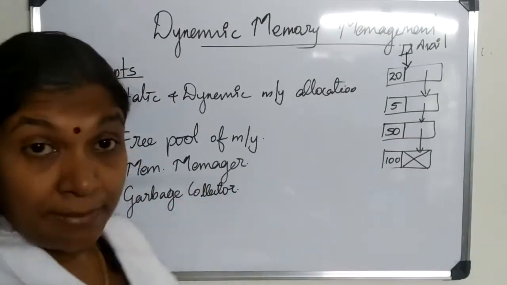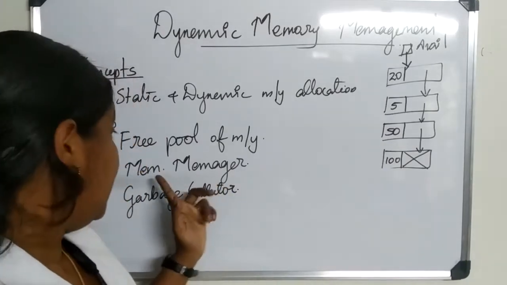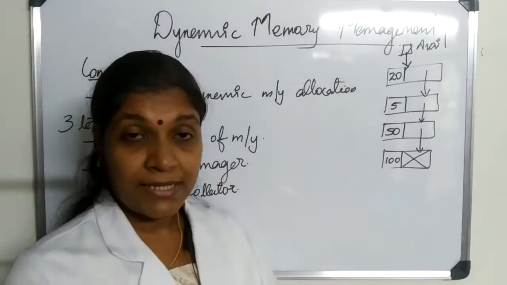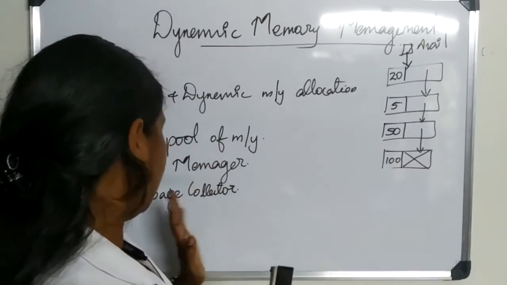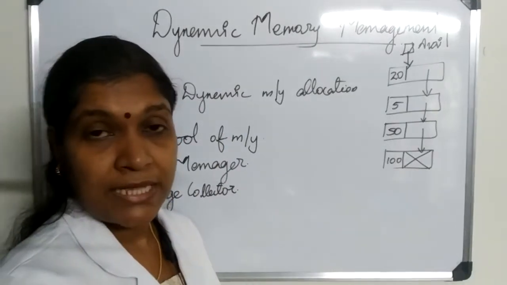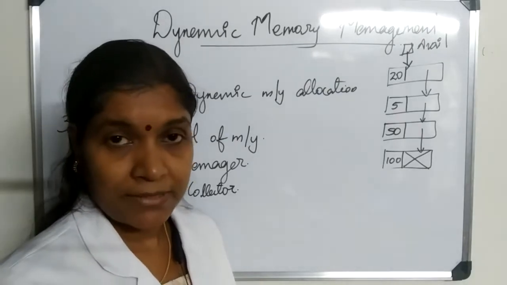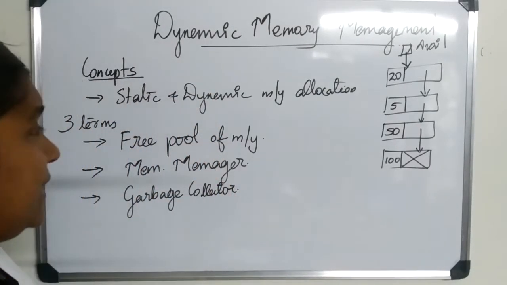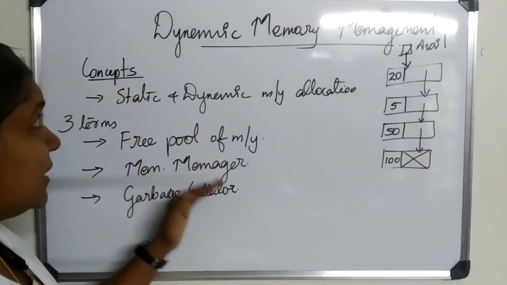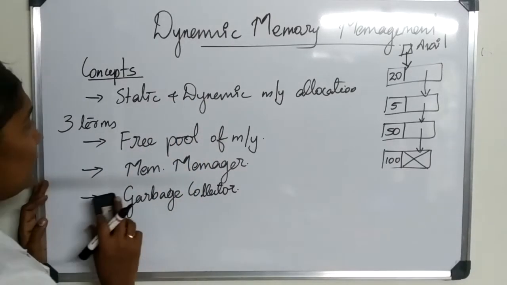The next is the garbage collector. This is the second part. If the memory manager is taking care of the allocation procedure, then the garbage collector is the program which is taking care of the freed up memory from the allocated program area. So these are the three main terms which come under dynamic memory allocation.